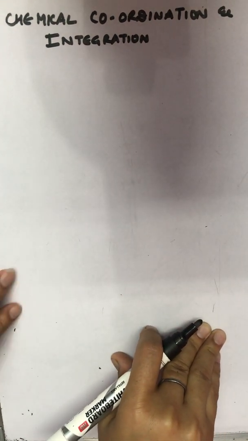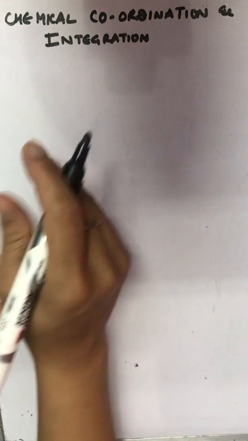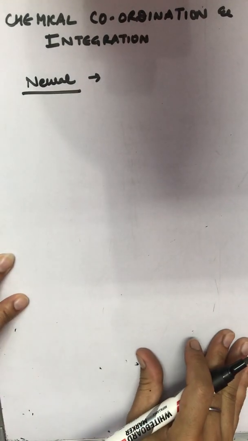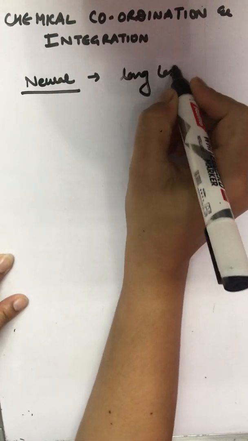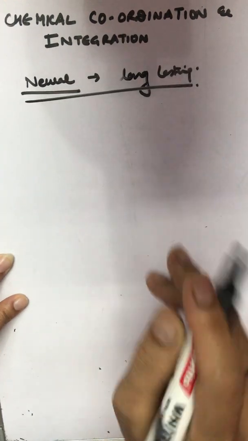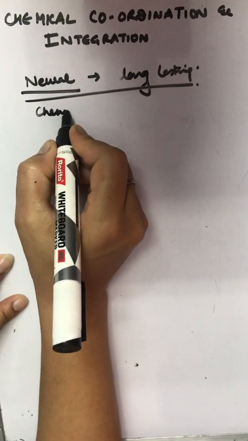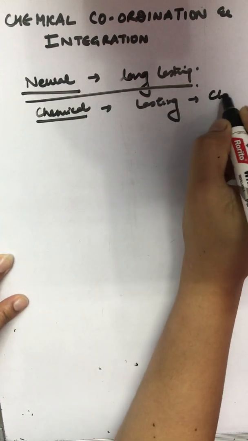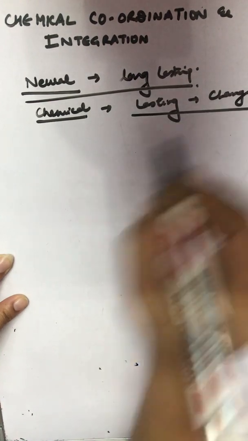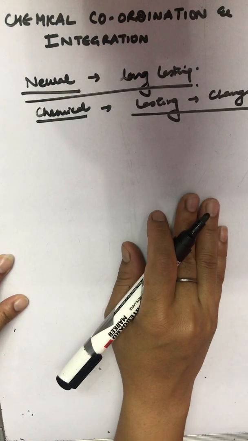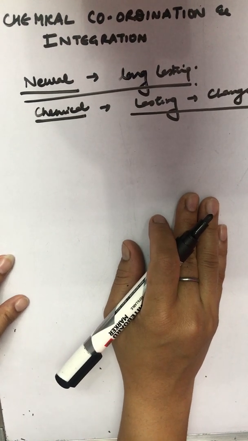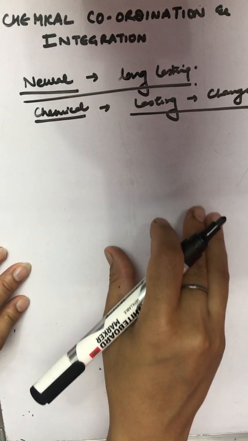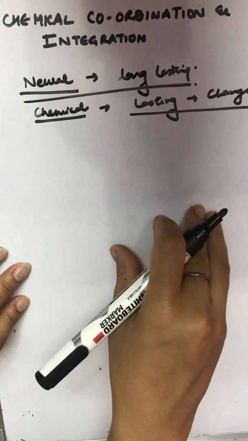Moving to our topic, chemical coordination and integration. When we are talking about the nervous system, we talked about the neural control, but that is not a long lasting control. So we have to depend on something which is known as a chemical control, which is lasting and which brings in changes in the body. Chemical coordination and integration in the body is one such mechanism which controls the vertebrate body organization.